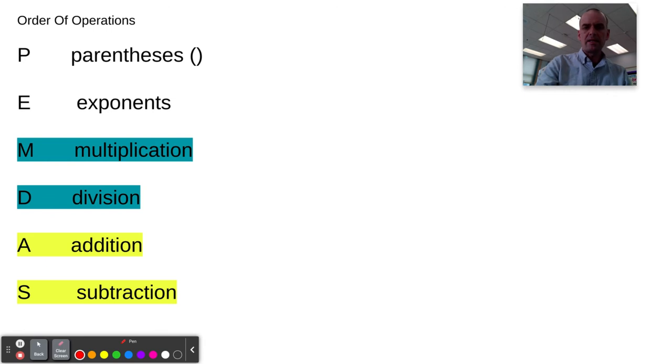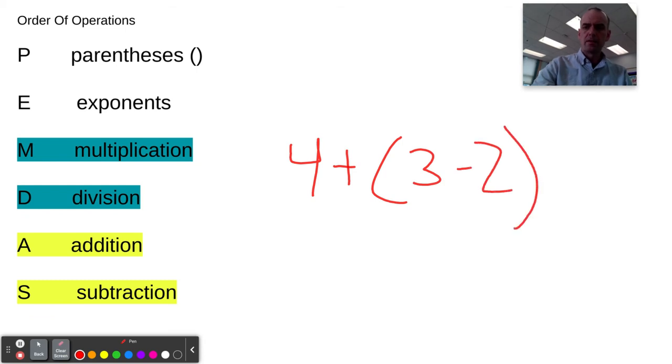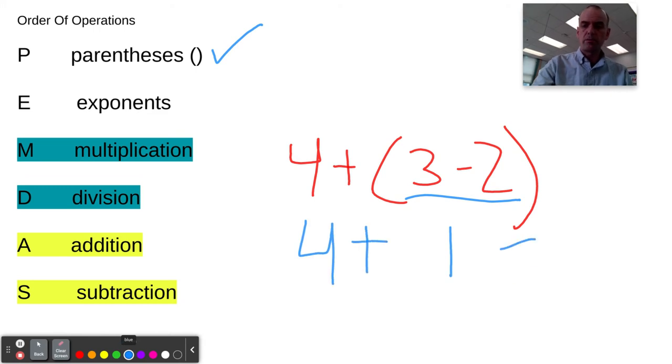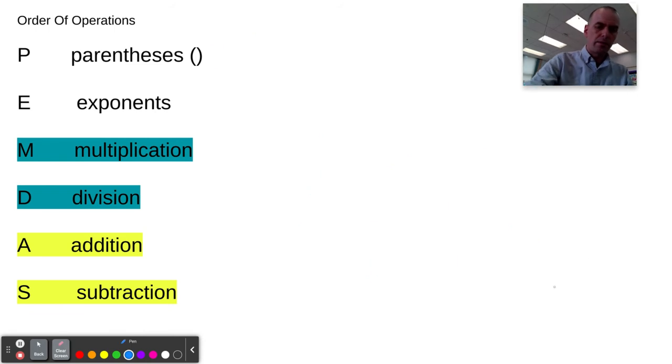So let's say I said 4 plus (3 minus 2). Now, I have to do 3 minus 2 first. Why? Because it's in parentheses. Okay? So I would do 3 minus 2 equals 1. Then I could do 4 plus 1 equals 5. All right, so because there were parentheses, it was telling me to do what was in the parentheses first. Let's try another one.